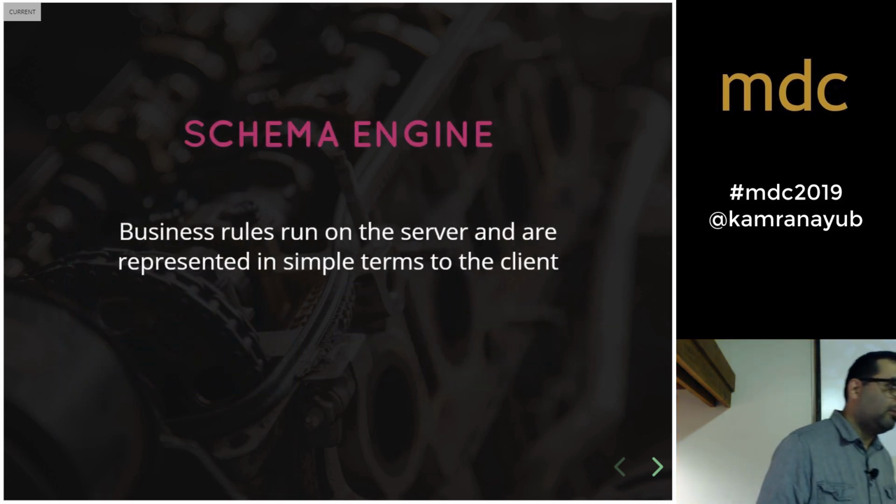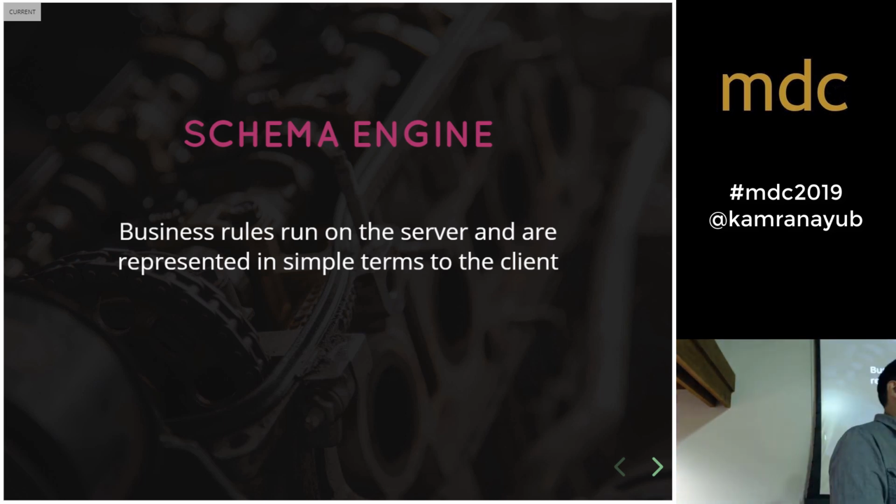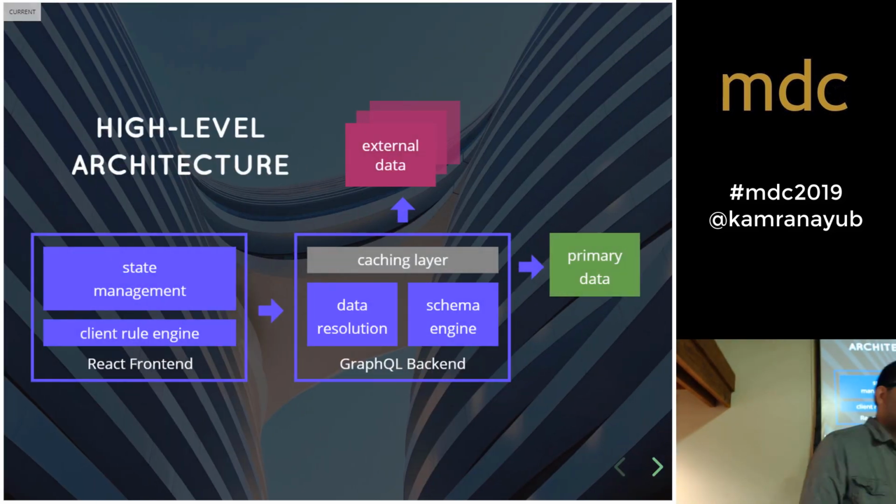So this was key, because remember at the beginning I said the business rules were all embedded within the client-side application. So this lifts it up out of the client because the client should not be the source of truth for how business rules get determined. The business rules run on the server. They're just represented in simple terms to the client. So take your business rules and distill them down into the actual flags that the UI cares about. So that's the high-level architecture for the back end.